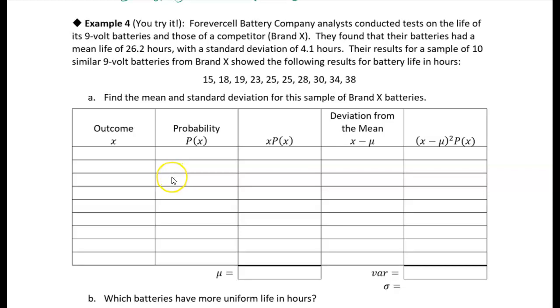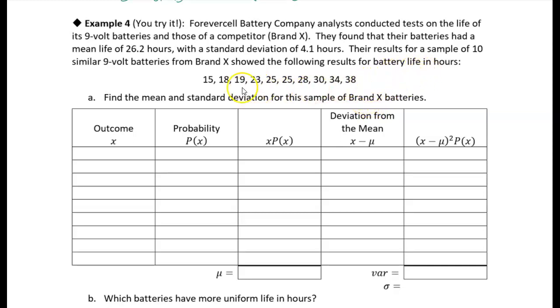All right, so this example says that Forever Cell Battery Company analysts conducted tests on the life of its 9-volt batteries and those of a competitor, brand X. They found that their batteries had a mean life of 26.2 hours, with a standard deviation of 4.1 hours. The result for the sample of 10 similar 9-volt batteries from brand X showed the following results.